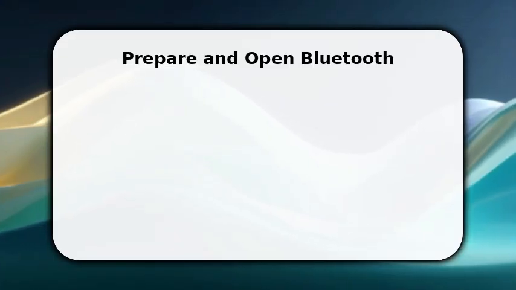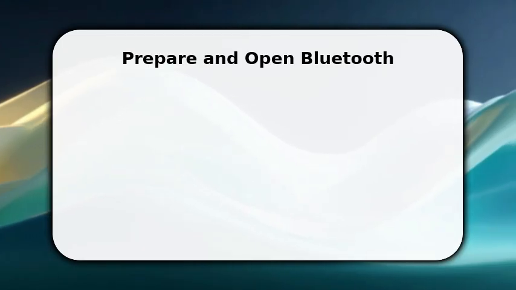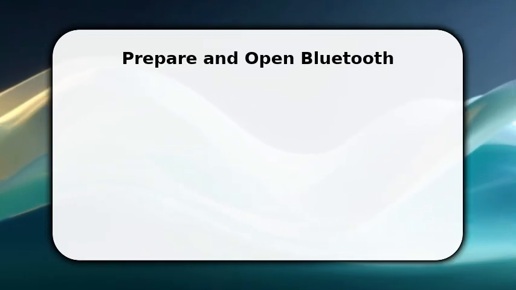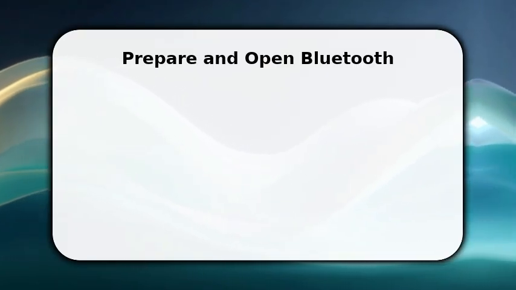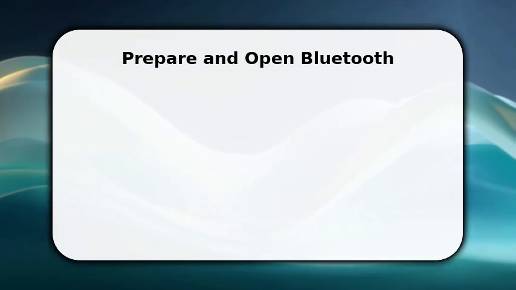You start by making sure your device has power and proximity. Bluetooth needs both hardware and permissions to work reliably. Open Settings and go straight to Bluetooth. If it's off, toggle it on. You should see a scanning list.